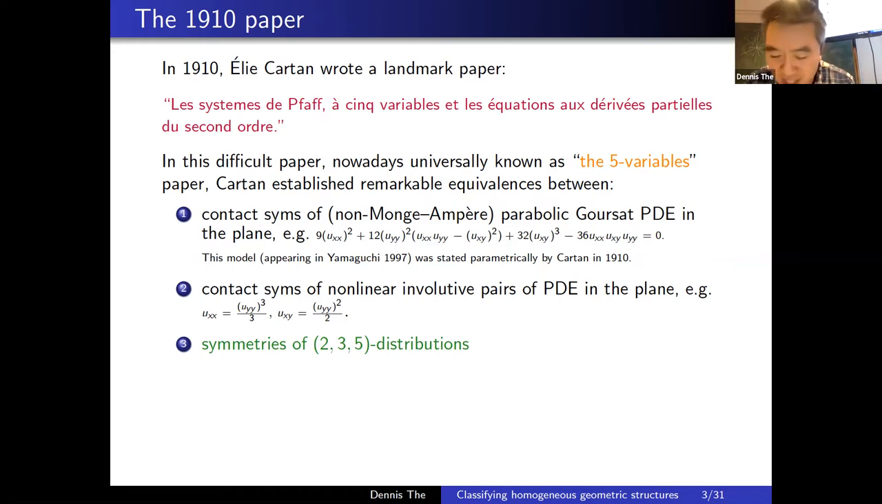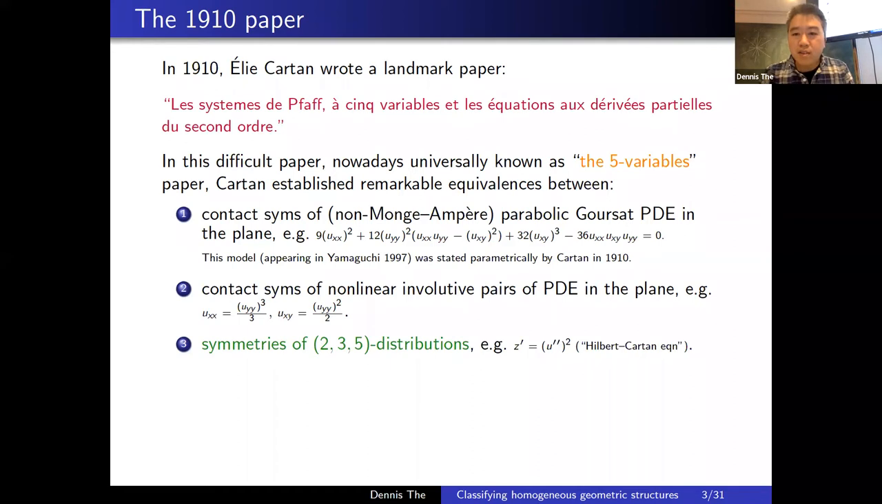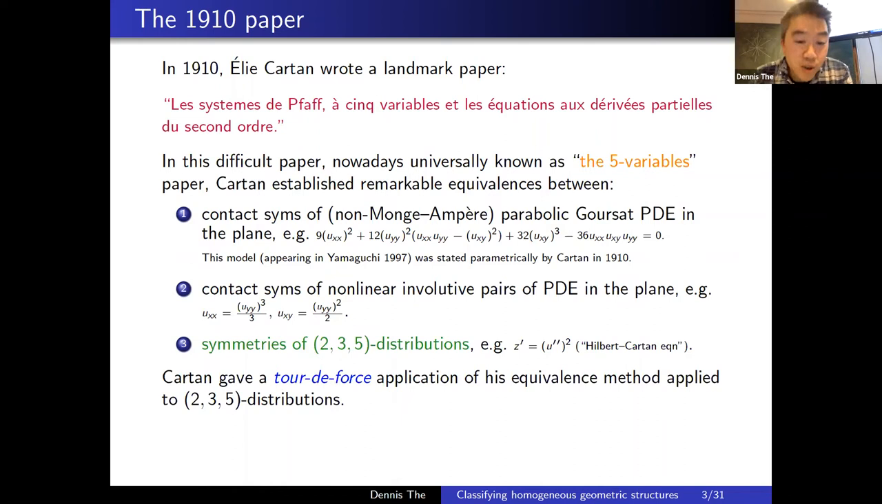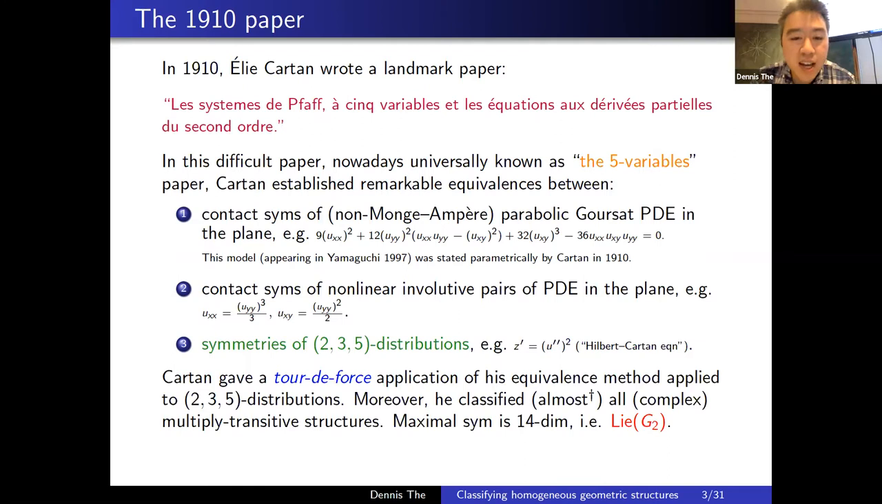We're not going to go into detail on this nice geometry of PDEs perspective. That's a nice story, but not for today. An example being the Hilbert-Cartan equation. He gave a tour de force application of his equivalence method applied to 2-3-5 distributions. And then he classified almost all complex multiply transitive structures. The maximal amount of symmetry that you can have is 14 dimensional, and that's where one has a geometric realization of G2. For instance, it's the symmetries of the 2-3-5 distribution associated to this Hilbert-Cartan equation.